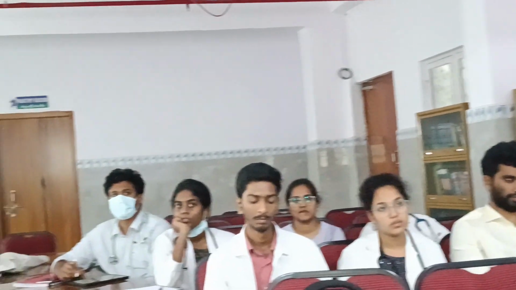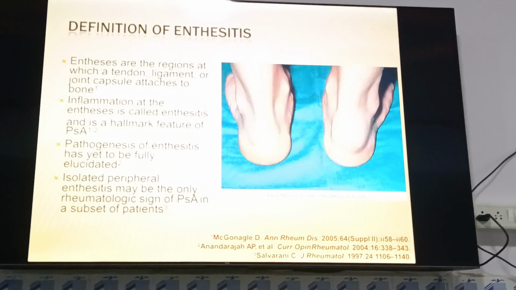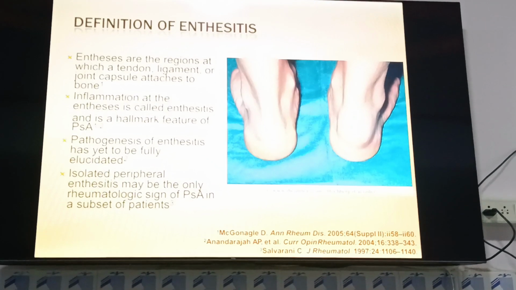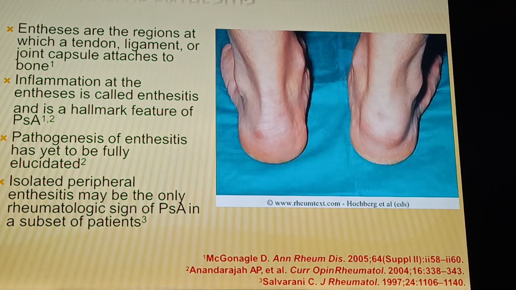So you can appreciate here, this is the enthesitis on the right foot. Entheses are the regions at which a tendon or a ligament or a joint capsule attaches to the bone. That is the enthesis. Inflammation of the enthesis is called enthesitis. This is very common in psoriatic arthritis along with dactylitis. So dactylitis is sausage-shaped digits, mostly in the feet. Inflammation at the enthesis is called enthesitis, and again a hallmark of psoriatic arthritis.